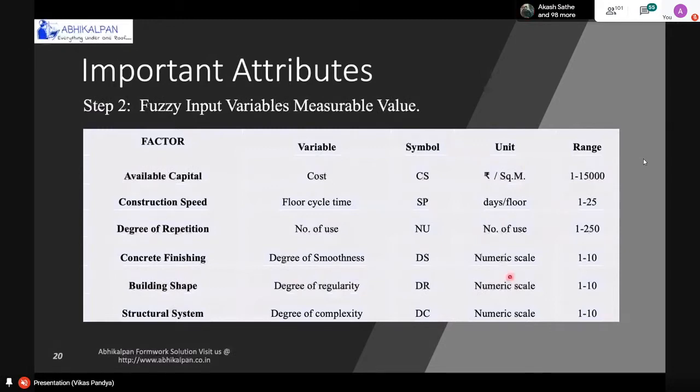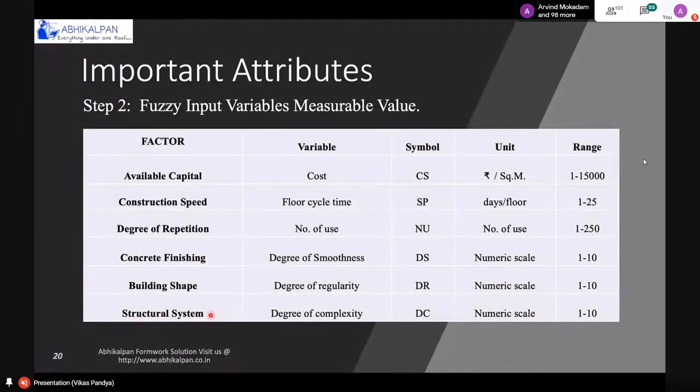So for concrete finishing, on a scale from 1 to 10, it is like poor, fair, and good. 1 is for poor, the intermediate 5 is for fair, and 10 is for good. Then building shape: irregular, semi-regular, and regular. 1 is irregular, 5 is semi-regular, and 10 is for regular building shape.